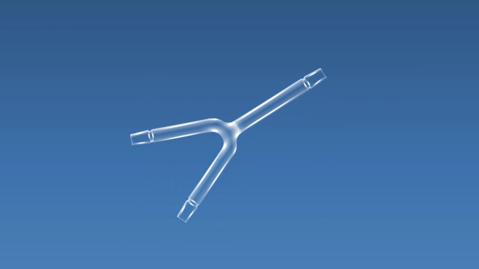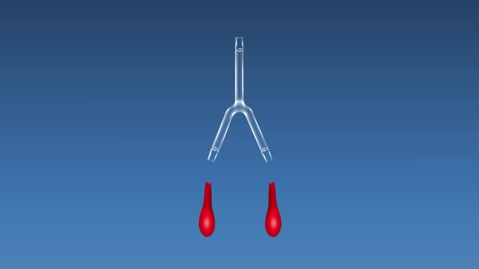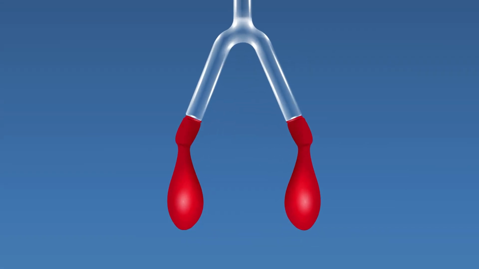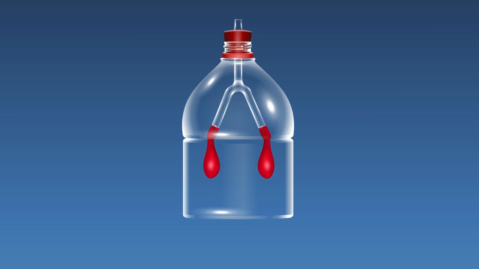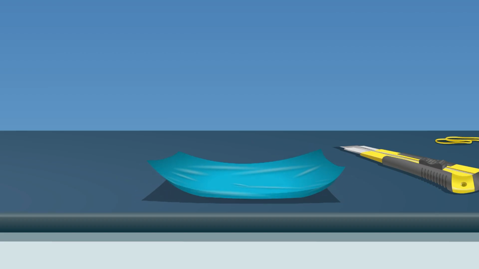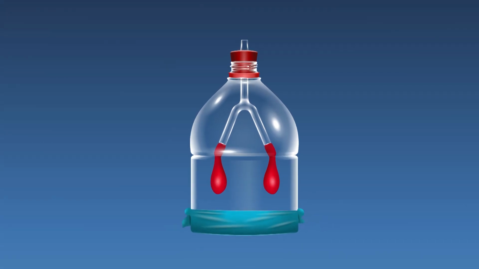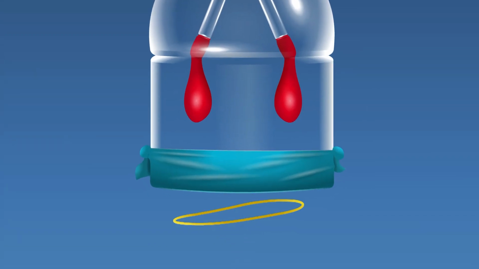Take a Y-shaped glass tube and insert a balloon on both ends. Insert the Y-shaped glass tube into the cork in inverted position. Take a rubber sheet, cover the bottom of the bottle and tie the tip with a rubber band.